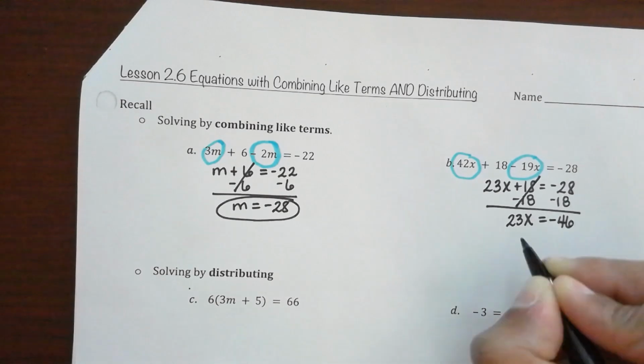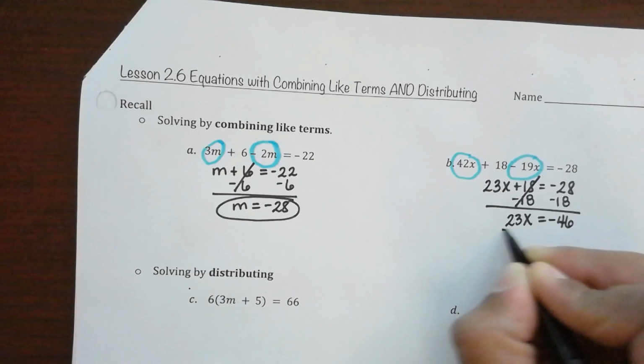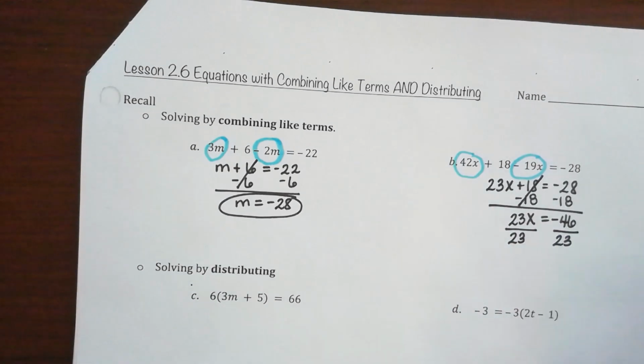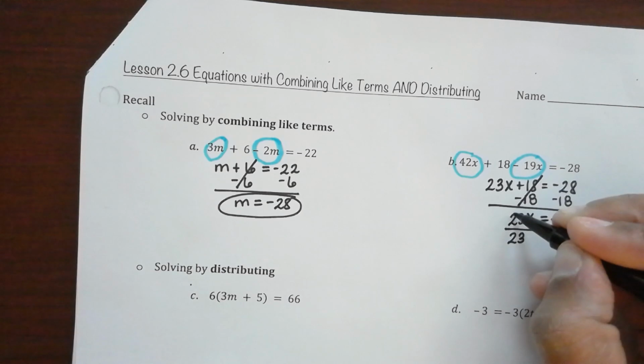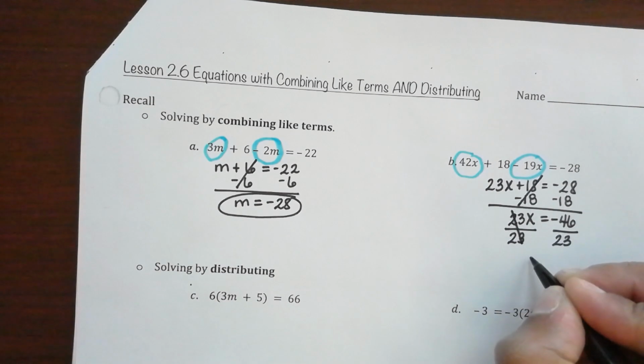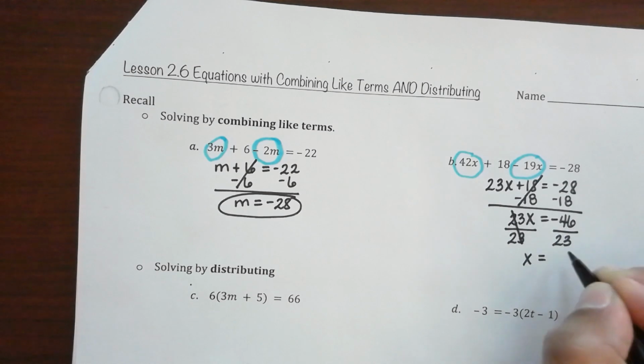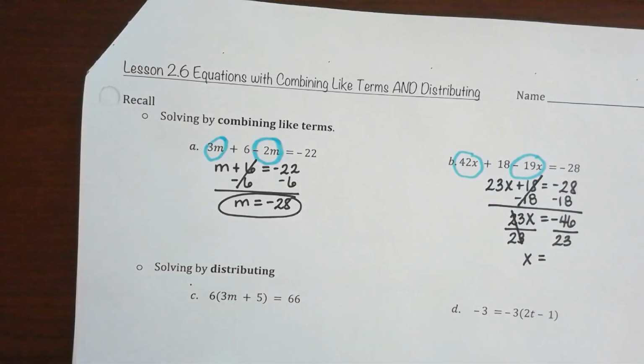What do I do from here? Divide by 23. Divide by 23 because that's my coefficient on both sides. I agree. What happens to the 23s? They cancel out, so we just have x. Equals. And then what am I typing in? Negative 46 divided by 23. Thank you. Type in negative 46 divided by 23.